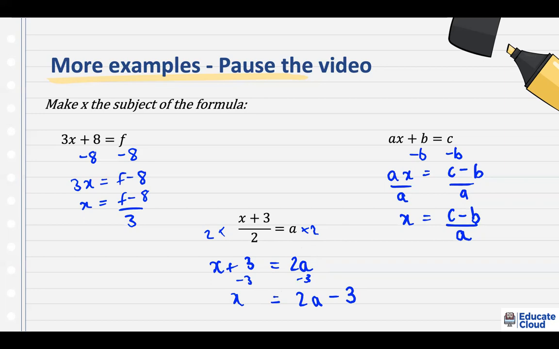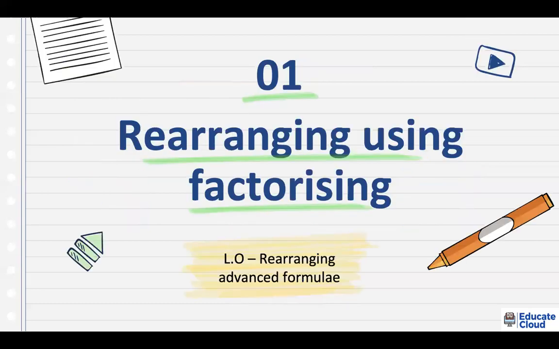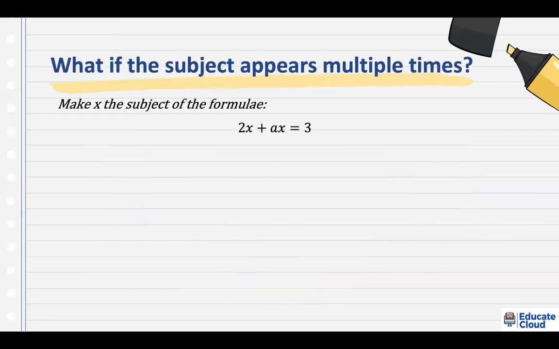So I hope you got those right, because now we are going to move on to rearranging more difficult formulas, and we do this using factorising. This can be quite difficult, so have a real go through of this, maybe go through it a few more times if it helps. In this case, the subject x is appearing multiple times. It's not just coming up once, it's coming up more than once. So here you've got 2x plus ax equals 3.